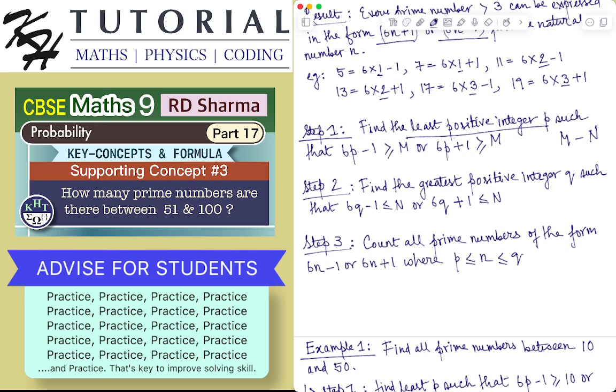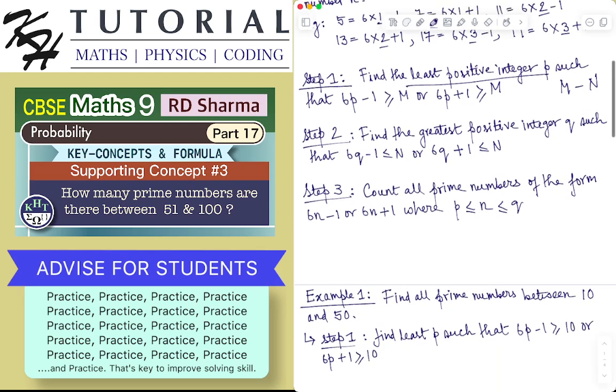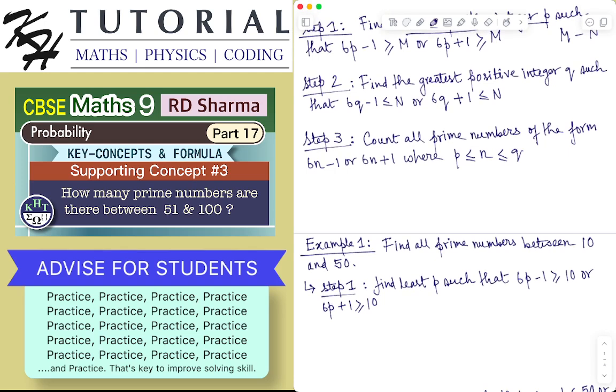So step 3 is count all prime numbers of the form 6n minus 1 or 6n plus 1, where the natural number n will vary from p to q. Okay, let's see in some example how to apply this concept.